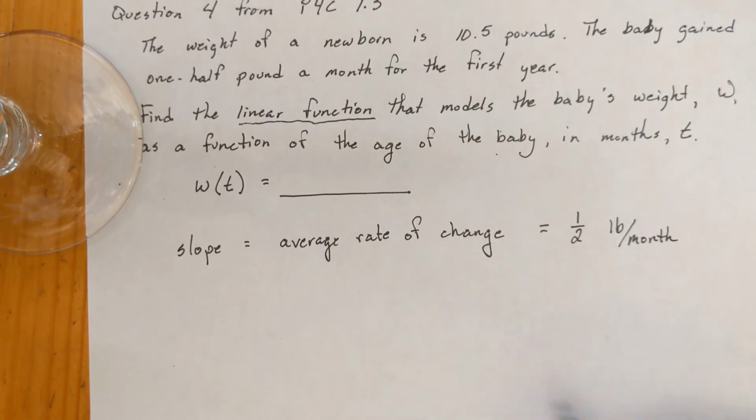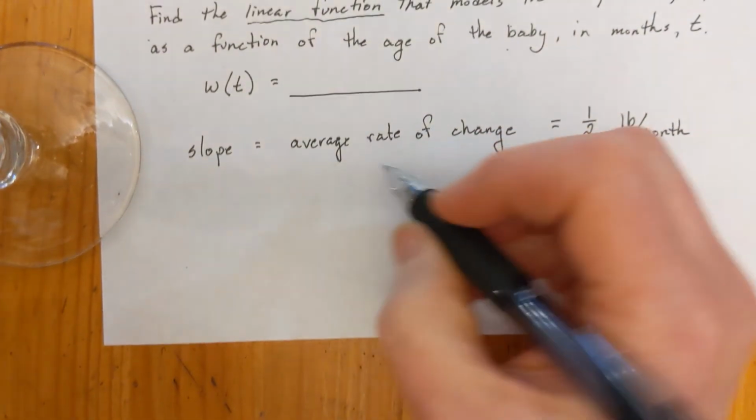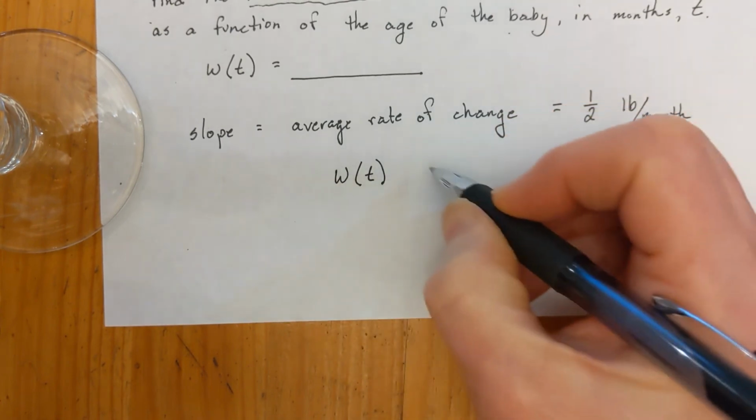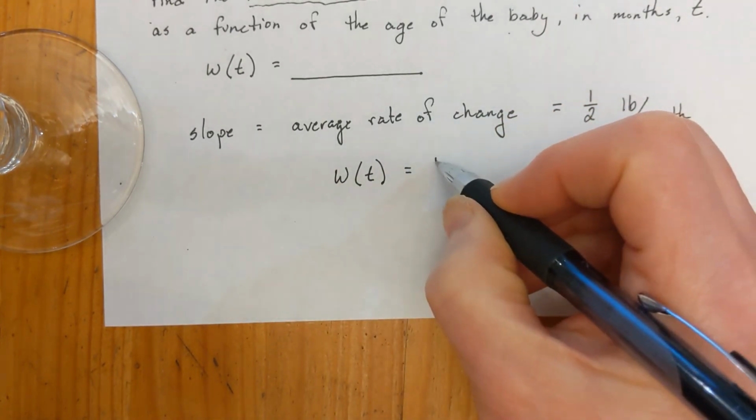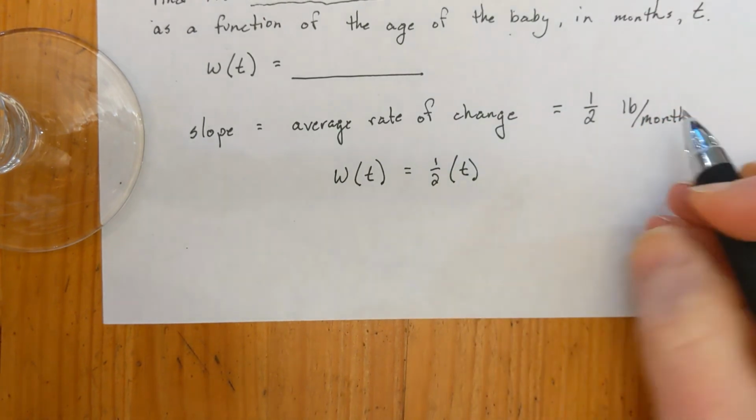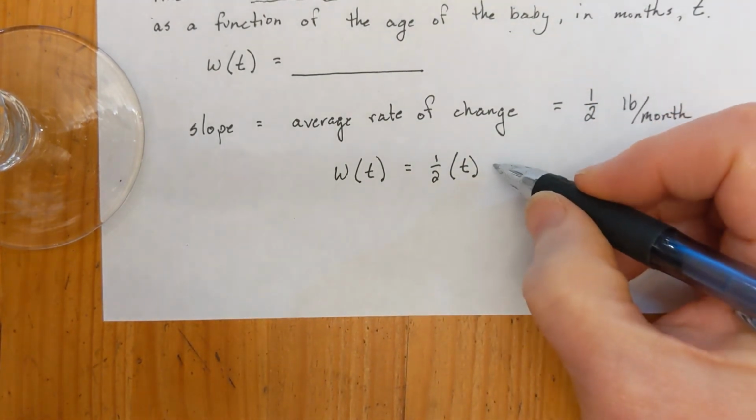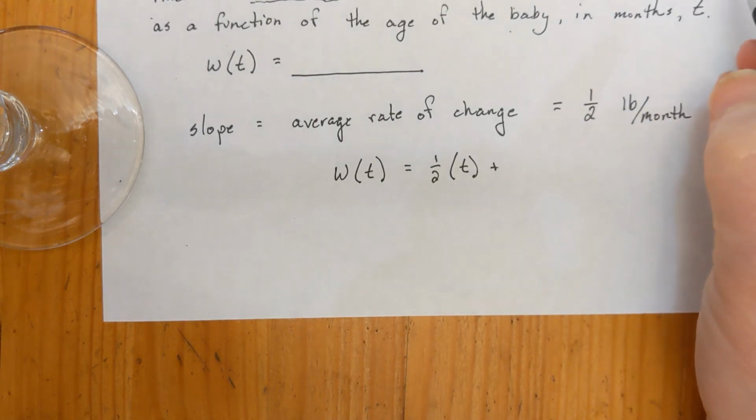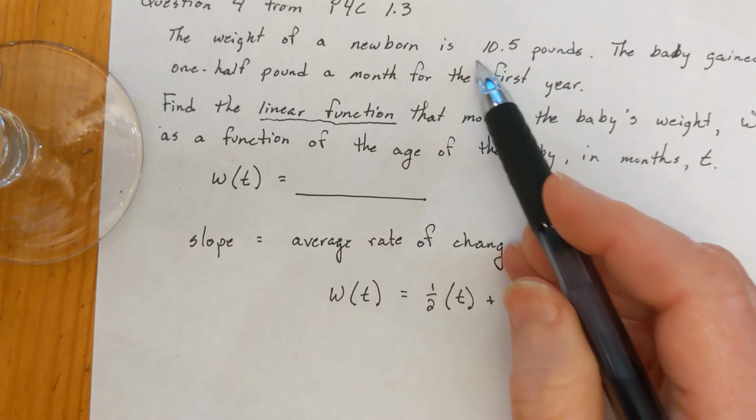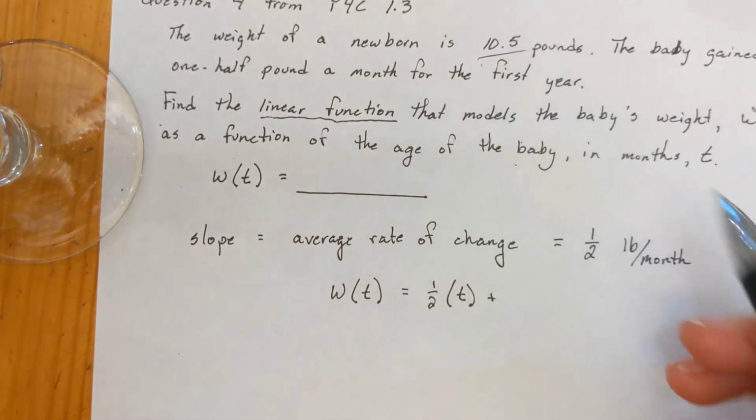So the weight of the baby as a function of time is going to be 1/2 times time, or the age of the baby in months, plus the weight of the baby at time 0. The weight of the baby at time 0 is 10.5.